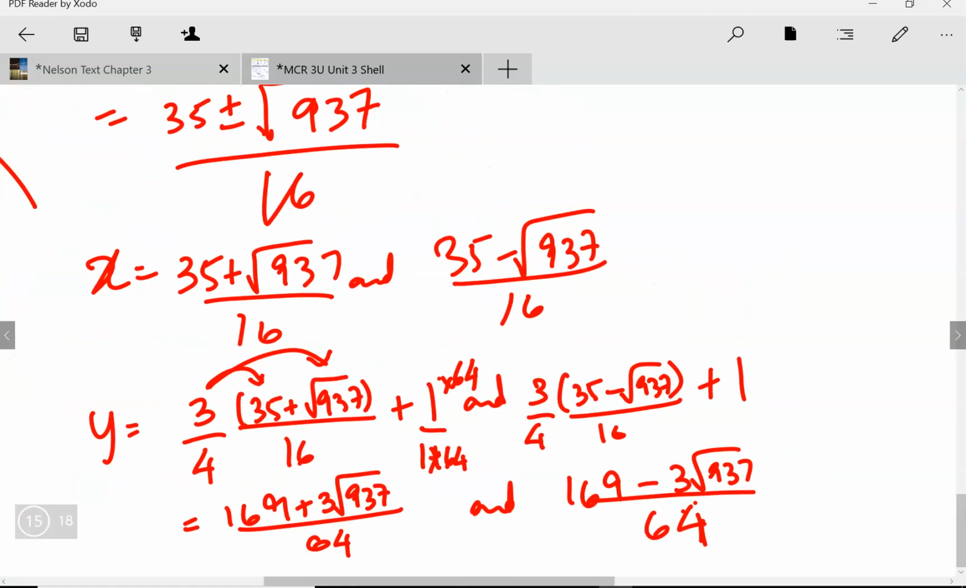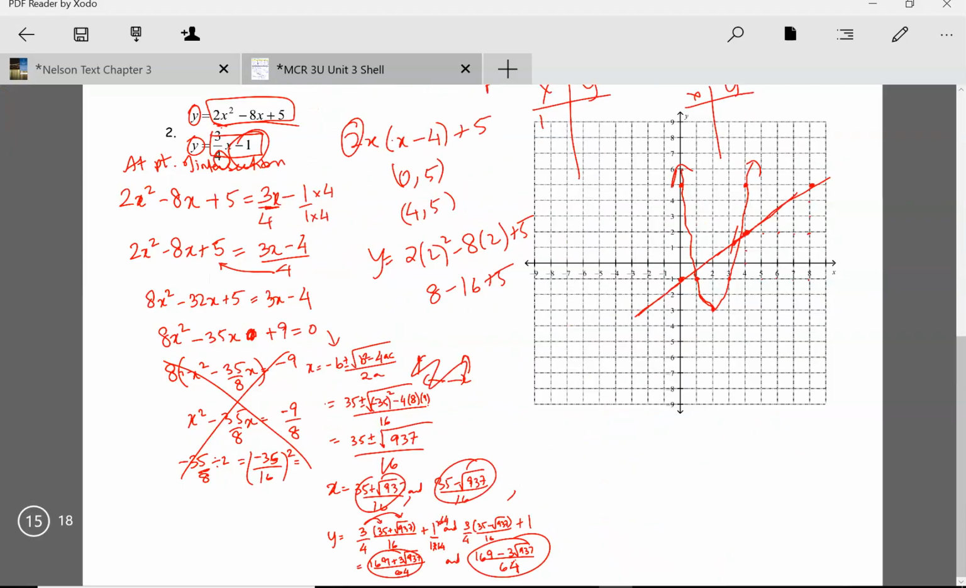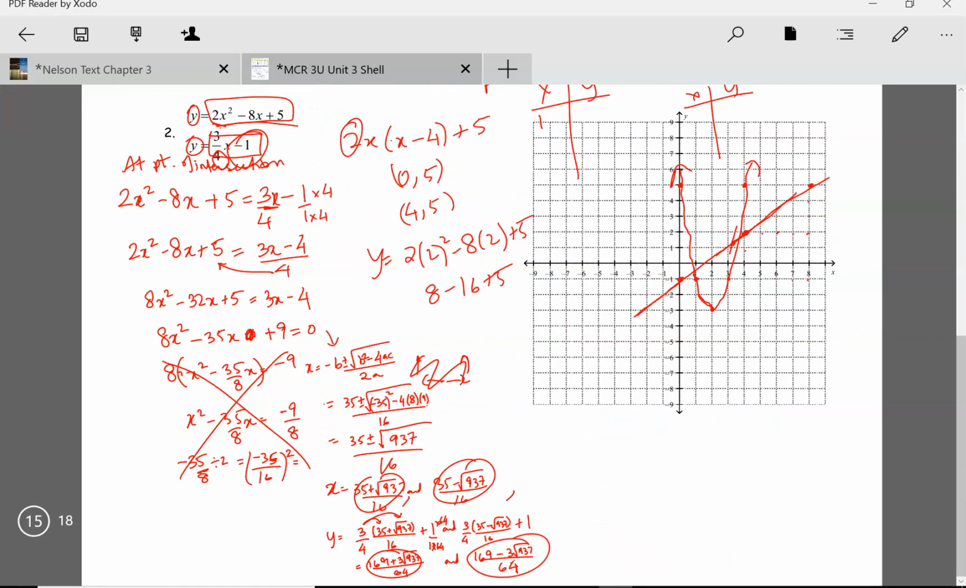So my points of intersection are x, comma, y, and x, comma, y. I'm not writing that out again, but there you go. Obviously, those are weird looking. I don't even want to know what kind of points they are, but I'm going to leave that there because I'm interested in calculating that.